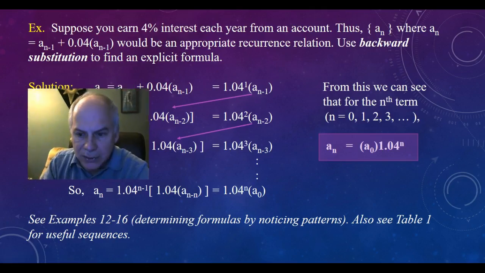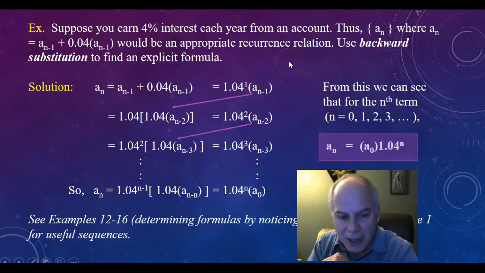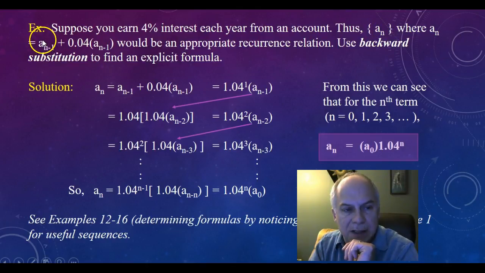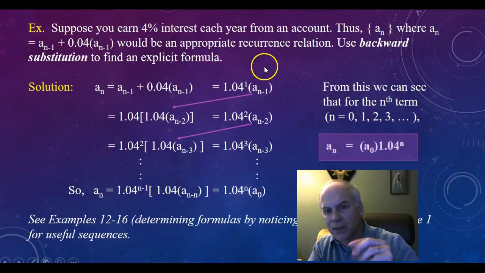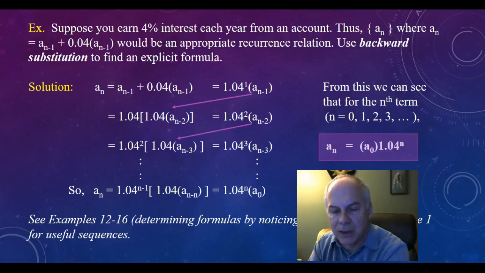All right, so here's another application problem. Suppose you earn 4% interest each year from an account. Thus, it's the sequence a sub n, where a sub n is a sub n minus 1 plus 4% of a sub n minus 1. So what this is saying is that any term is the previous term plus 4% of the previous term. So wouldn't that add 4% interest every year to the previous value?